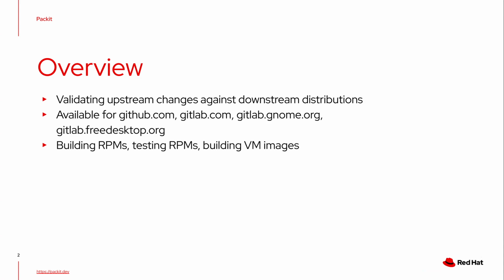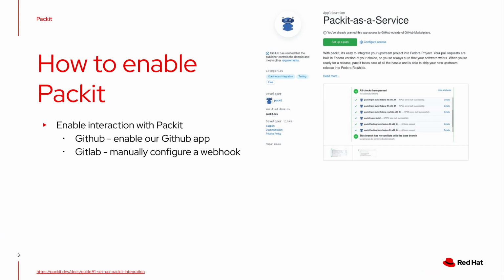Packit currently operates mainly on GitHub, but there are also a few users in GitLab, GNOME GitLab, or Freedesktop GitLab. So what can Packit do in upstream? It can build RPMs, test RPMs, or in general run tests, and build virtual machine images. Let's now have a look at how to set up Packit so that you can start using the features.